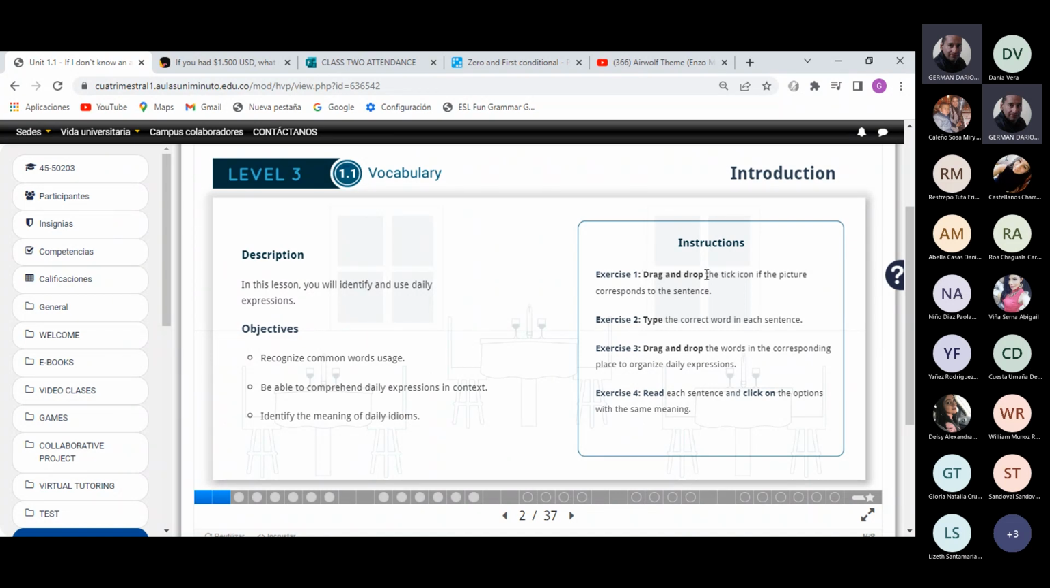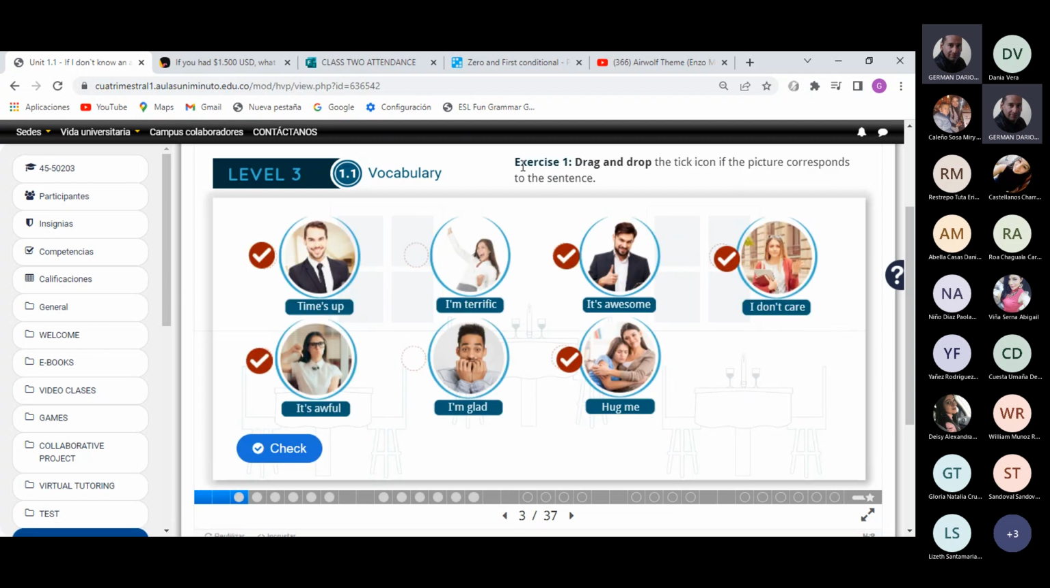Bueno, y acá están las actividades. Ejercicio número 1, drag and drop, o sea, de arrastrar. Bueno, entonces luego comenzamos a desarrollar las unidades desde la diapositiva número 3. Comenzamos a leer, por ejemplo, exercise number 1, drag and drop the tick icon if the picture corresponds to the sentence. Entonces tenemos unos iconos y la idea es que los voy arrastrando donde es la respuesta correcta, donde ustedes creen que es. Por ejemplo, acá donde dice I'm terrific, dice estoy como aterrorizada, entonces sí está expresando eso.